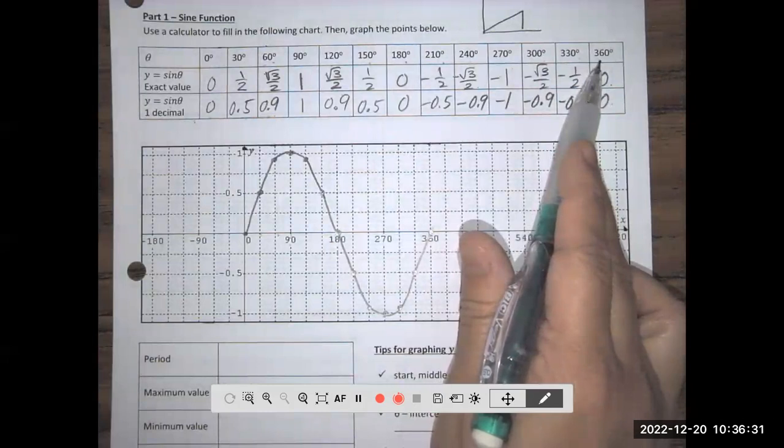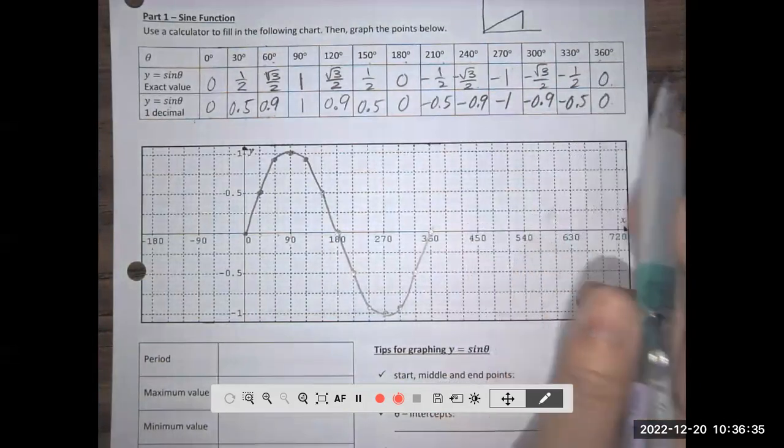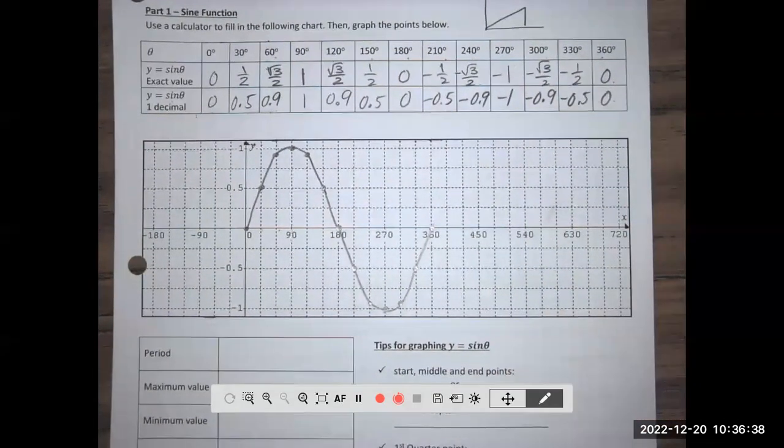Put that into your calculator. Before you push equals, talk to your partner. What are you predicting that you're going to see? Make a prediction, and then check to see if you're correct.